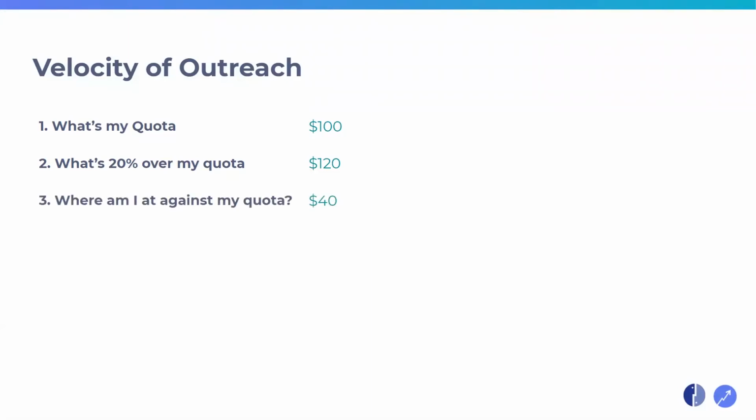I'm just going to use small numbers to make my point. So you're a salesperson, and you have a quota of $100, and you want to overachieve that. I'd like to think that most salespeople on this call more than likely have escalators and kickers in their compensation plan, and you want to get over that. So let's say you want to make $120, so you get 20% over your quota. Where am I against that quota? $40, meaning you've got $80 left to reach your over-quota $120.